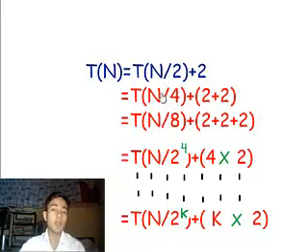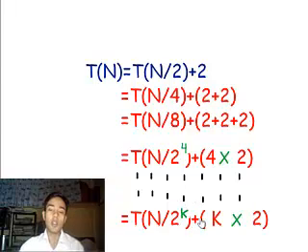Each time we substitute n by n/2 in place of n, an increment of 2 is seen. So in the next step again we will replace n by n/2, and we obtain T(n/2^4) + 4 × 2. If we keep going like this, then we will reach the kth step, and the kth step looks like this: T(n/2^k) + k × 2.